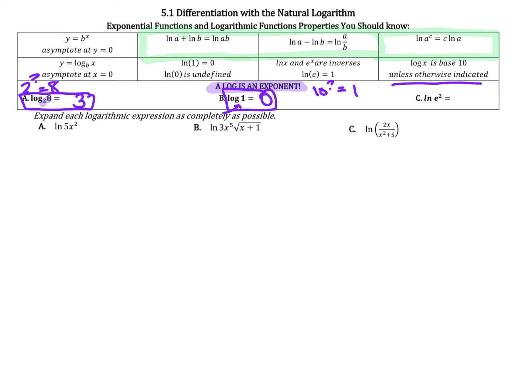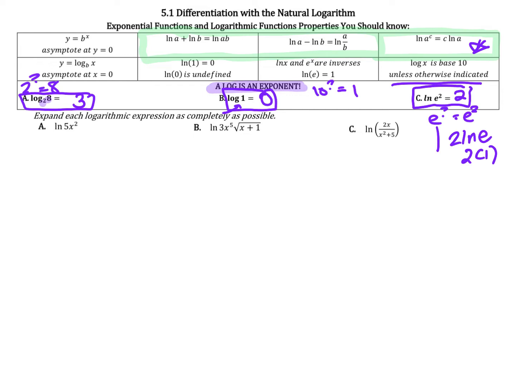Now for part C, this is really asking us, e to what power is e squared? Well, that's going to be 2. On this last one, you could also rewrite this. This is the same thing, according to this property, as 2 times natural log of e, and we said that natural log of e is 1, so you can get 2 that way. So a log is an exponent. The question is saying, what exponent gets you from the small number to the big number?